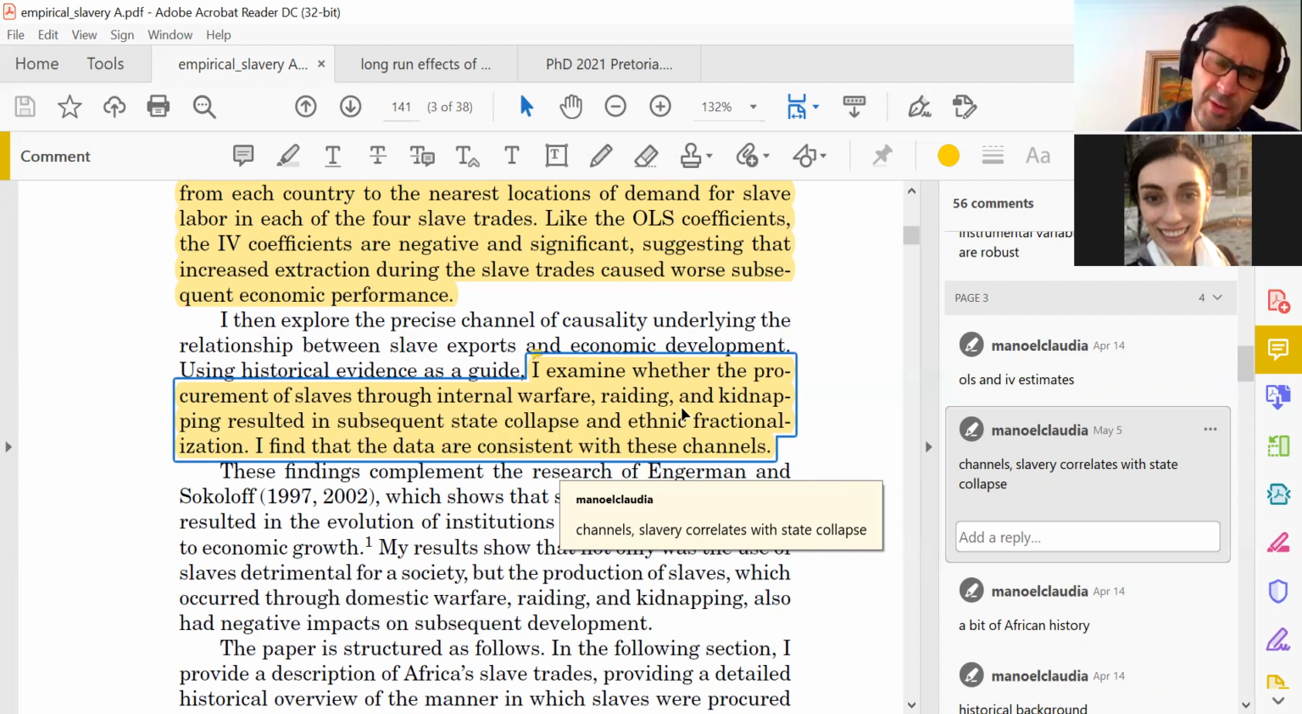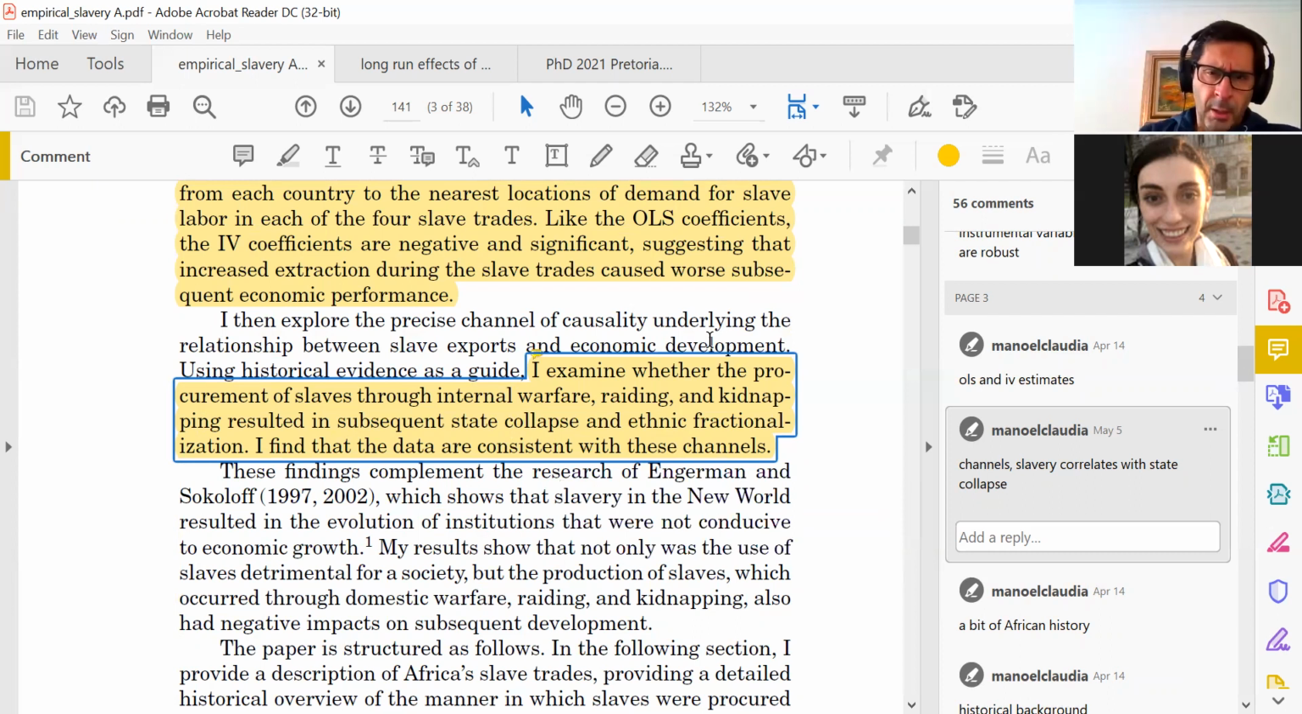Another channel that when I was rereading this paper last night, that is plausible here, folks, is that, okay, some countries are exporting more slaves than others.